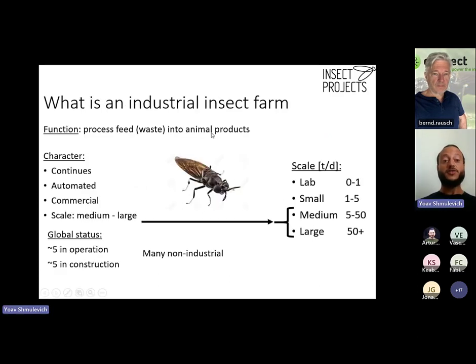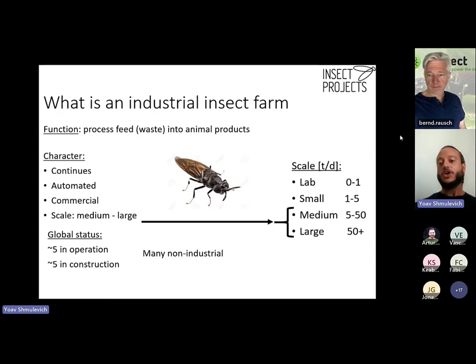What is an industrial insect farm? Well, quite clear. The function is to process feed or waste, but waste is actually a resource, but let's say waste, into animal products. In our case, the animal is an insect or a black soldier fly. The characters of an industrial insect farm, roughly speaking, is that it's a continuous operation. So it's not just operating here and there, it's continuous. It has some automated features. It's commercial, so the purpose is to produce product and sell them for a profit, and a certain scale, that it needs to be a medium to a large scale.